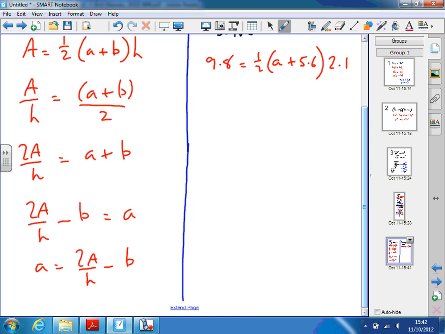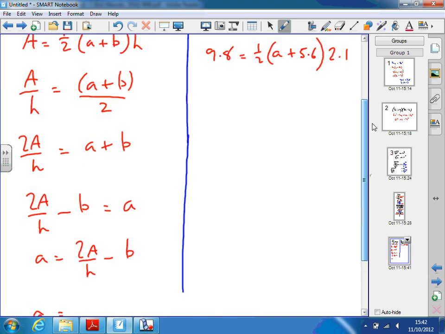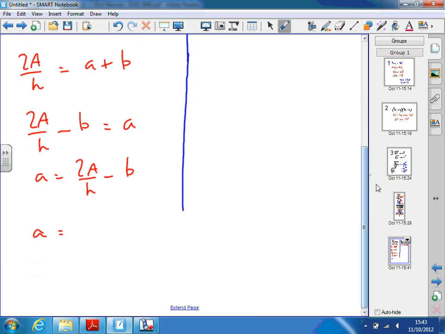And then we can bang the numbers in. 2A, 2 times 9.8, over the height, which is 2.1, minus b, which is 5.6, wasn't it?